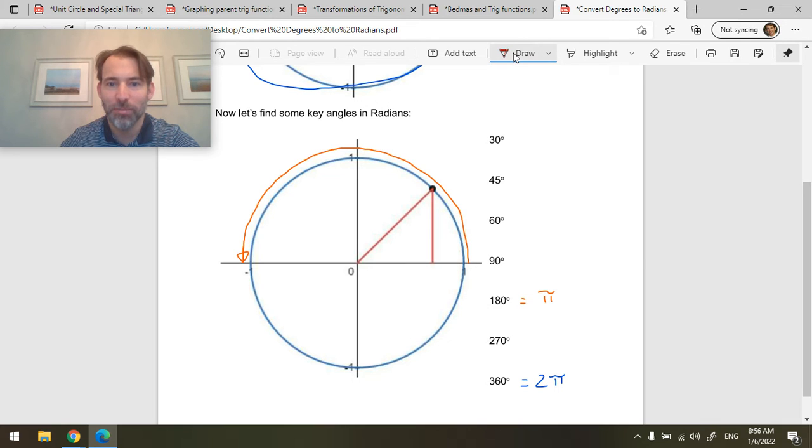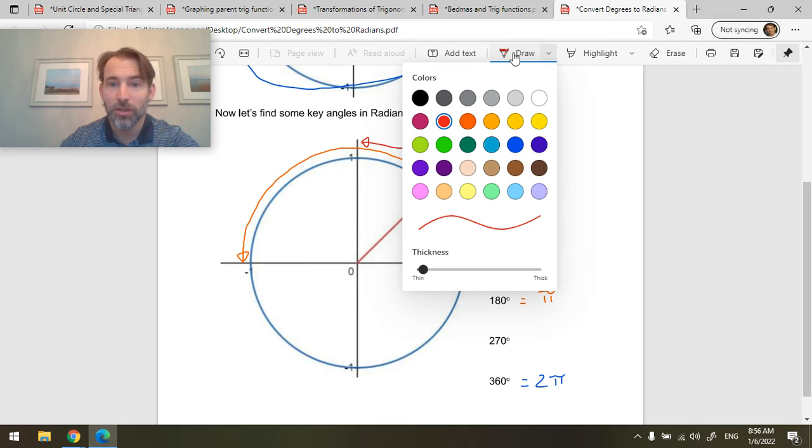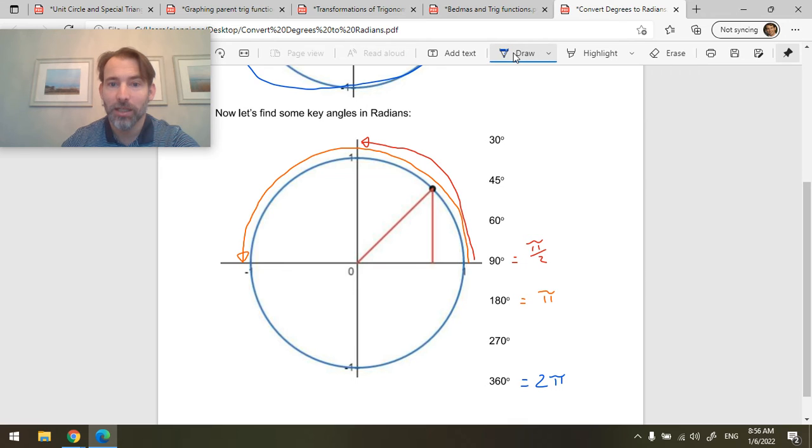Okay? And let's take a look at some other key ones. 90 degrees, for example. 90 degrees would be half of 180. So 90 degrees would be pi over 2. All right? Now, we can get 45 degrees from that because it's half of 90. So half of a half is a quarter. So let's put that one on. So this is 45 degrees here. And I'm going to stop drawing these little circles going around. I think you get the idea. The distance here would be pi over 4.